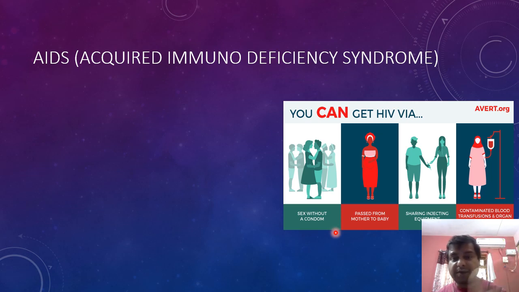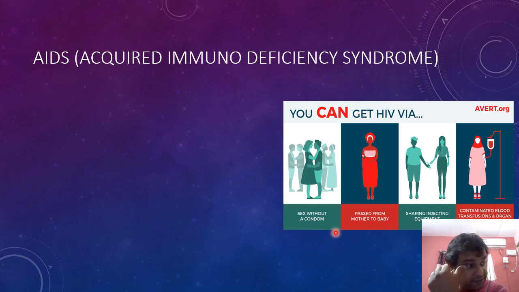Coming to the next part, it is passed from mother to baby. Now in this case there is no way the baby can avoid getting this. Not always is it seen that the mother transmits the virus to the baby.